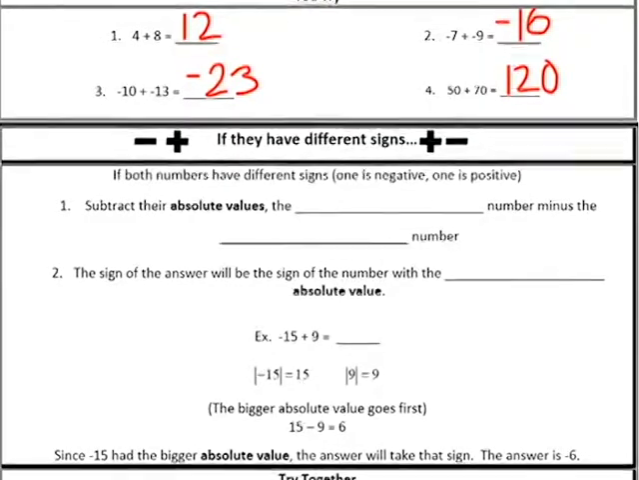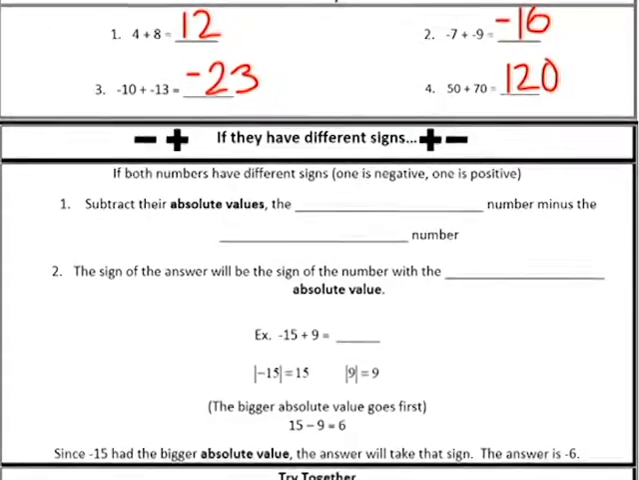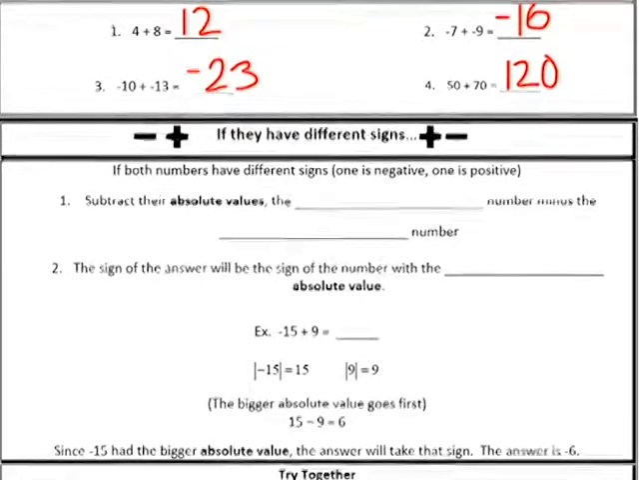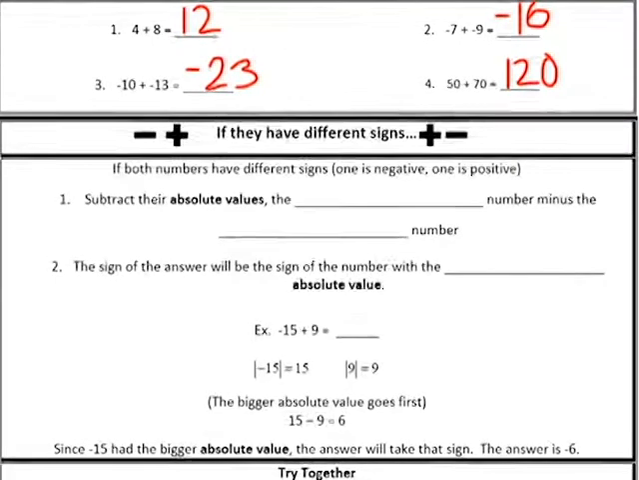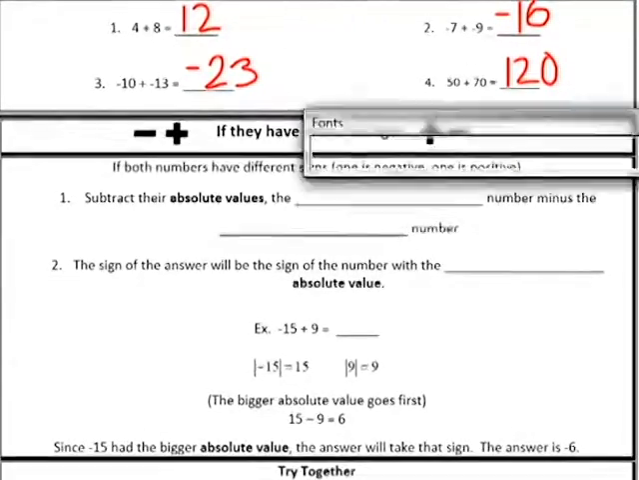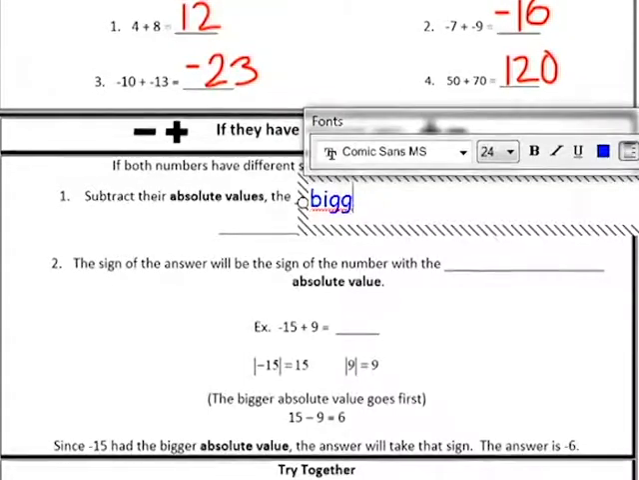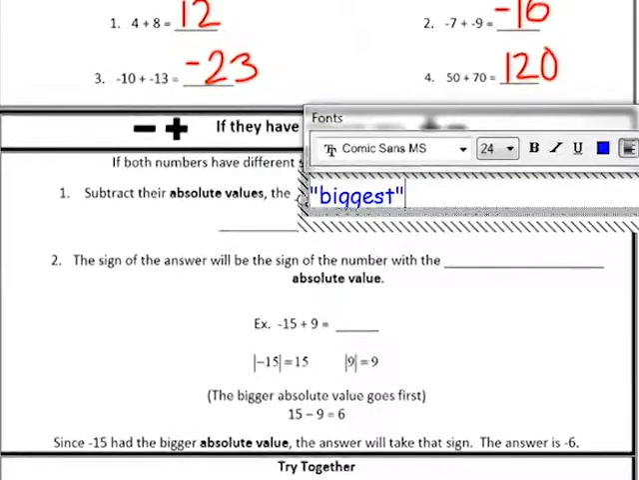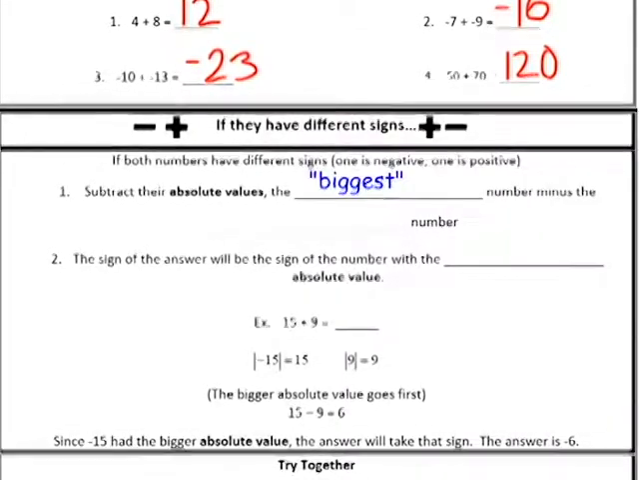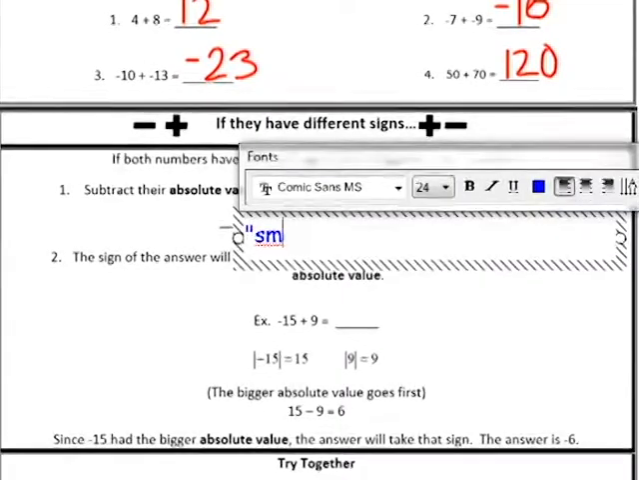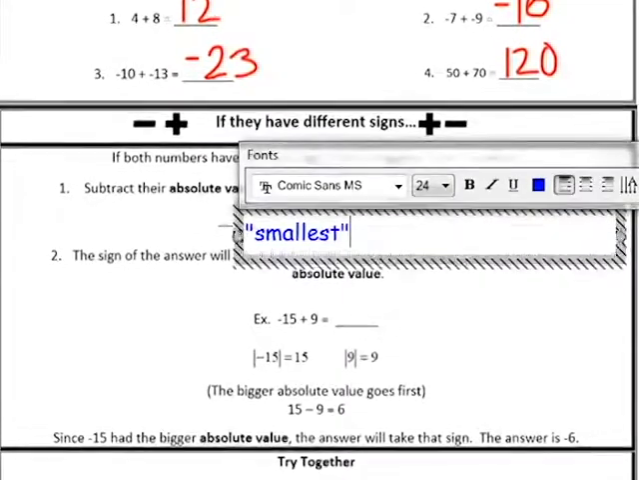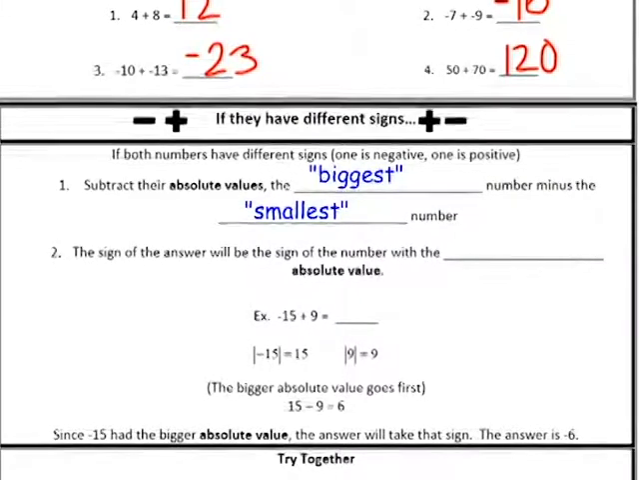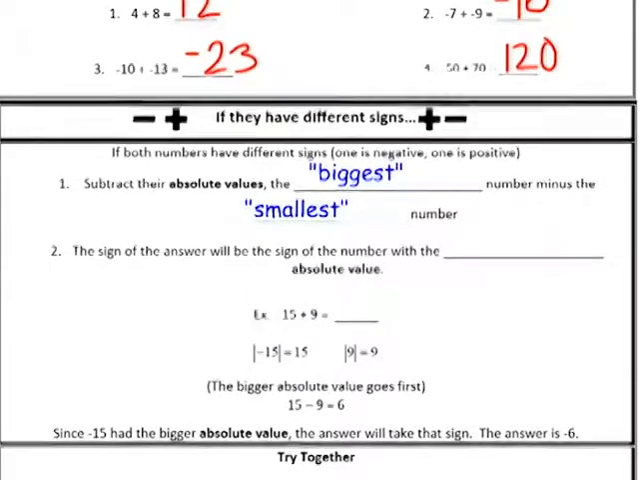If they have opposite signs, one positive, one negative, that's generally when things get a little bit more complicated. To subtract, you subtract their absolute values. The biggest, I'm going to put quotes around these, biggest value or biggest number minus the smallest number. The reason I put these in quotes, we're actually talking about the bigger absolute value or the smaller absolute value.